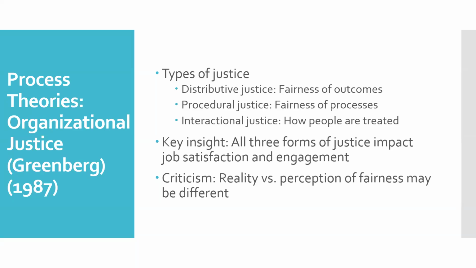But in this theory, there are different kinds of justice, and our book talks about three kinds of justice. We have distributive justice, which is fairness of outcomes. When we're talking about compensation, it really means your salary amounts or hourly wages. We have procedural justice, so the fairness of processes. So again, in compensation, this would usually be the process of how people's salaries or hourly wages are determined. And then interactional justice, this is how people are treated.